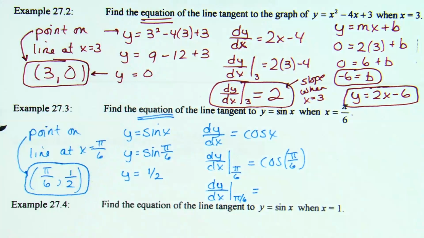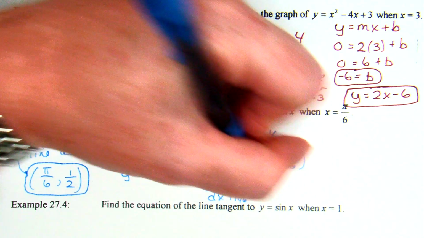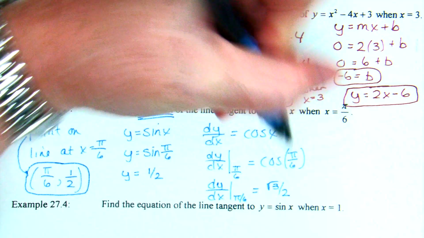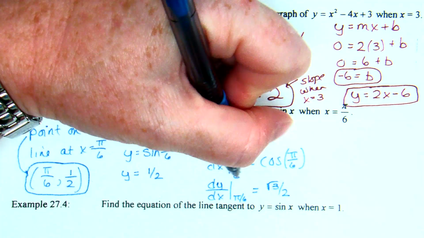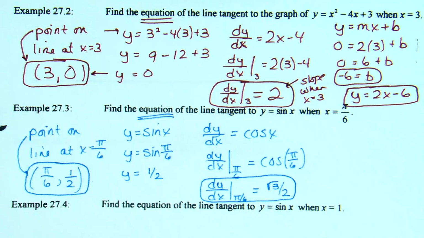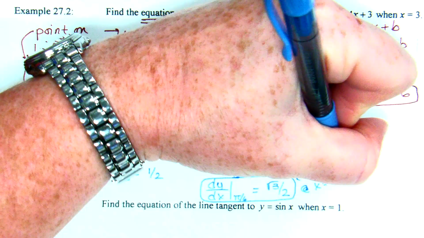Okay guys, pi over 6 is like 30, yes? If sine of 30 is that first box and it's 1/2, what's cosine of 30? Radical 3 over 2. Okay? So the derivative at pi over 6 is radical 3 over 2. And so what is this? This is my slope. This is the slope at x equals pi over 6.